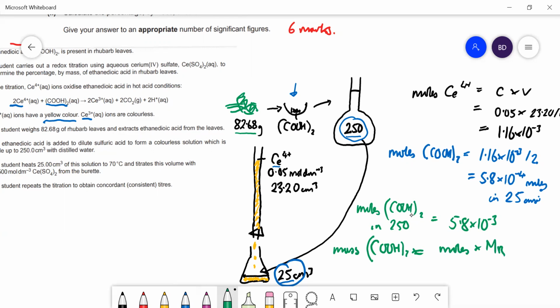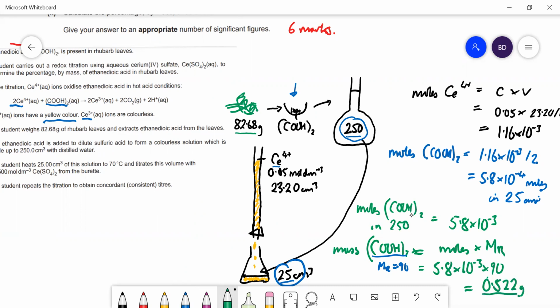The MR of this is 90. So the mass is going to be 5.8 times 10 to the minus 3 multiplied by 90, which is equal to, how many grams is that? 0.522 grams. Okay, so we've got 0.522 grams.